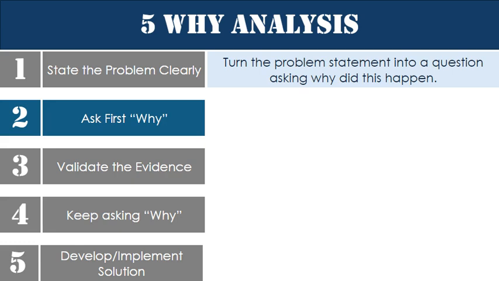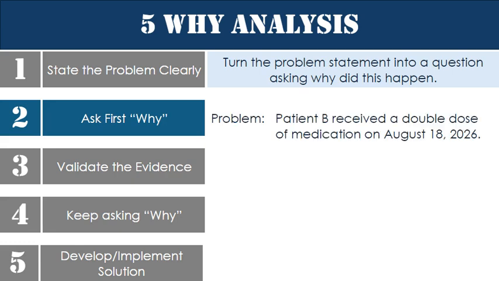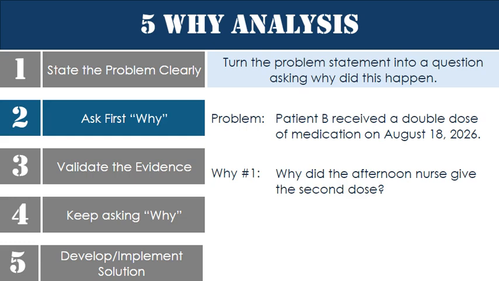Here is an example. Problem: Patient B received a double dose of medication on August 18, 2026. First why would be, why did the afternoon nurse give the second dose?